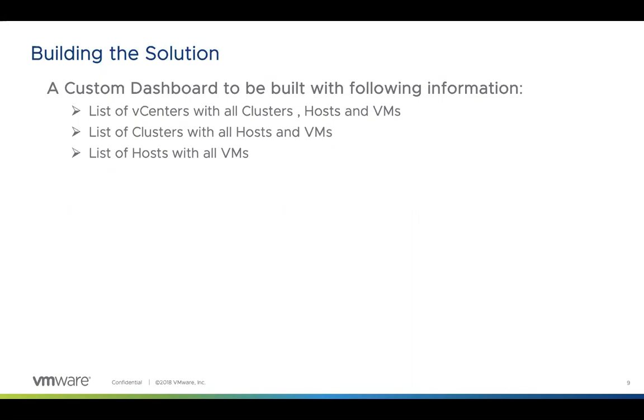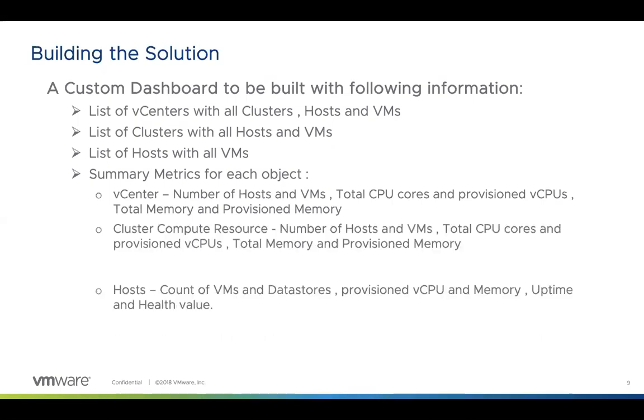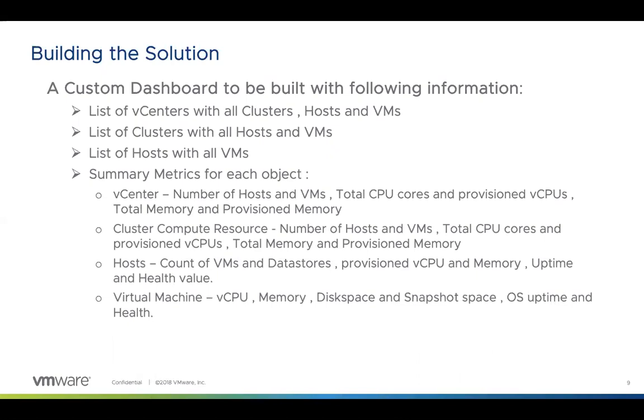As well, when I select a specific cluster, I need to see all the hosts and VMs under that cluster. Similarly, when I select a host, I need to see all the VMs under that. This is where the widget interaction comes into the picture. Apart from this, they need the summary metrics for each of these objects, vCenter, cluster, host, as well as the VM, both capacity metrics and performance metrics.